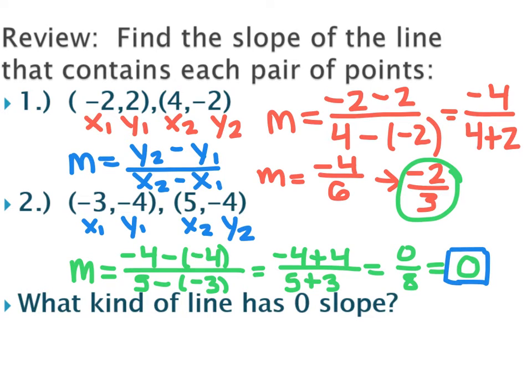The last question we have here is what kind of line has 0 slope? If we think back to Slope Man's face, our undefined was the nose with the vertical line, and the 0 slope was that horizontal line. So a horizontal line has 0 slope.